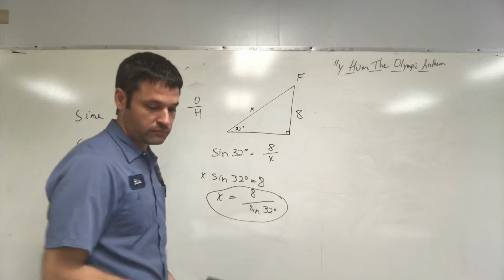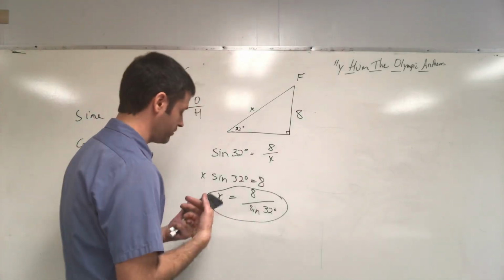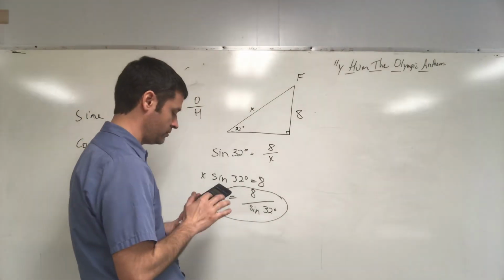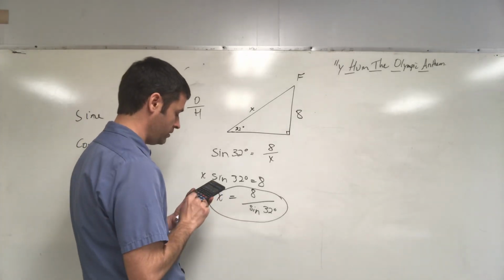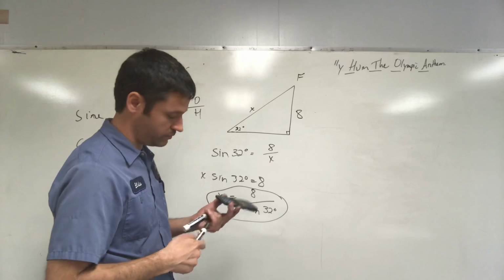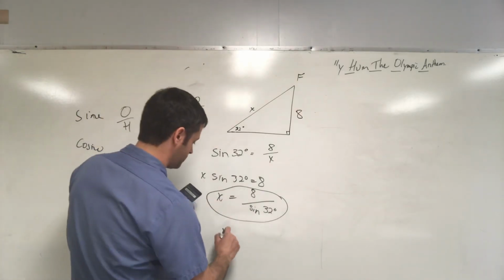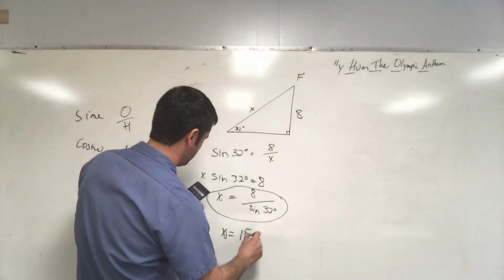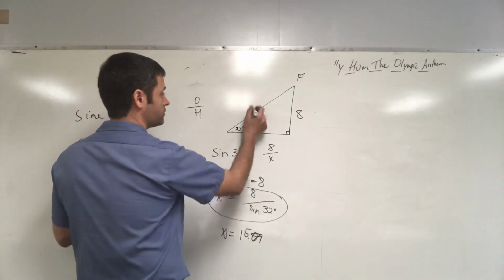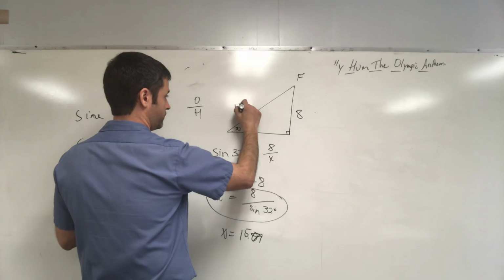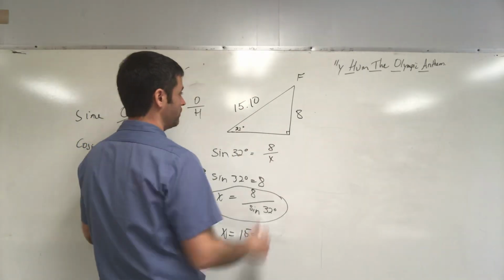So take your calculator. My calculator says 8 divided by 32 sine equals. Always push equals for me. And I get that x equals 15.09. It said nearest hundredth, so the 0.09 becomes 0.10. So this length is 15.10, 15.10.